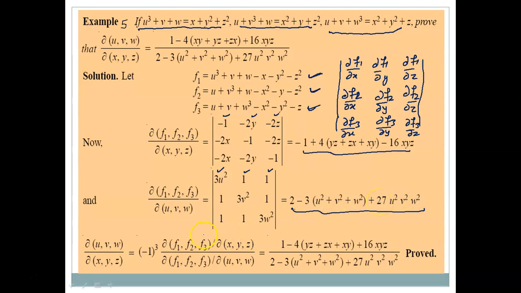Now from the formula of the Jacobian of implicit functions, the value of ∂(u,v,w)/∂(x,y,z) is equal to (−1) raised to power 3, times ∂(f1,f2,f3)/∂(x,y,z) divided by ∂(f1,f2,f3)/∂(u,v,w). You substitute the values in the numerator and denominator, and we get the desired result. So this was the case of transformation of three variables to three variables for implicit functions.